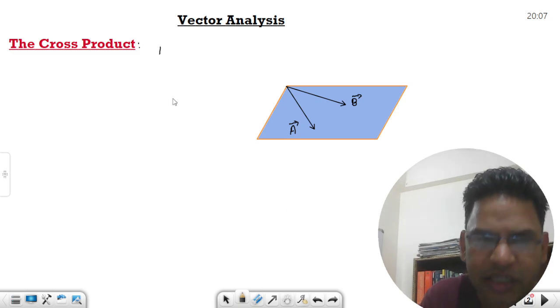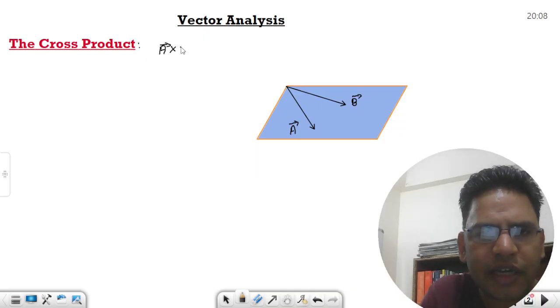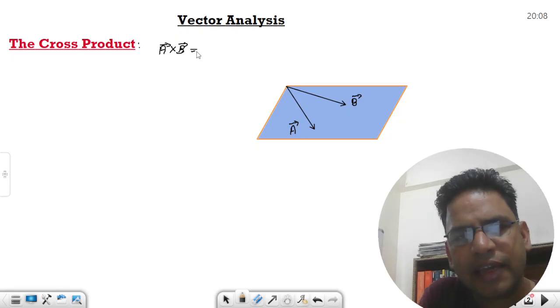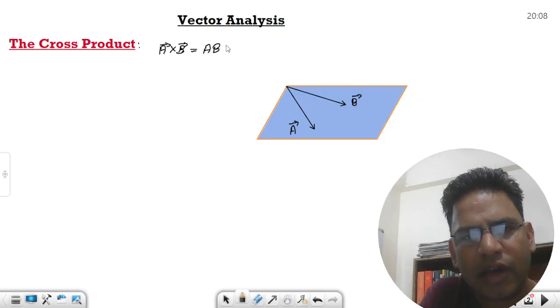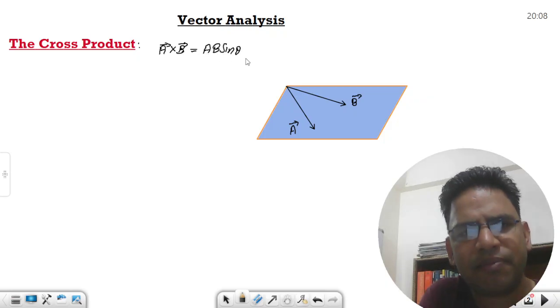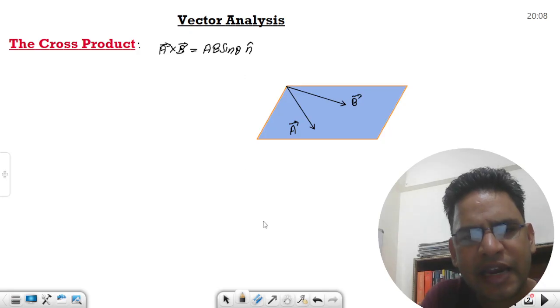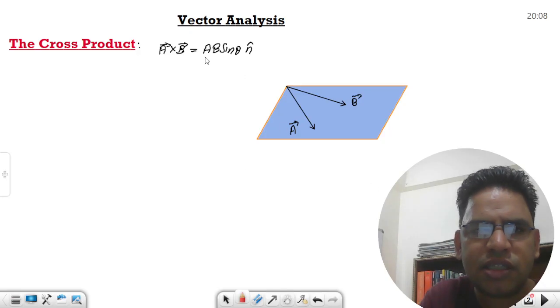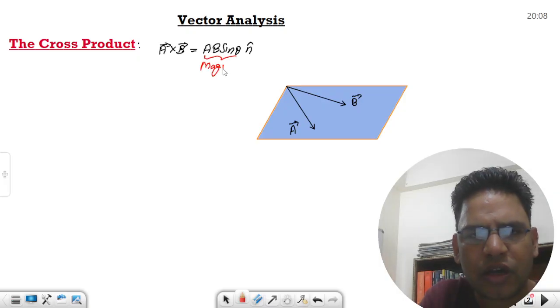cross product is sometimes called a vector product because you are going to get a vector quantity. It is defined like this: a cross b. First of all, its value is ab sin theta. This is the magnitude part and n cap is the direction. Okay, so this is the magnitude of a cross b.